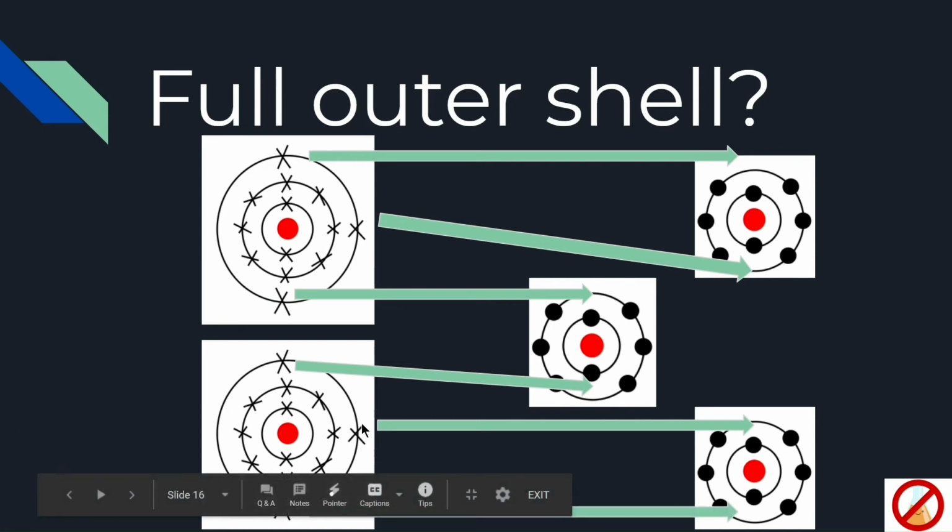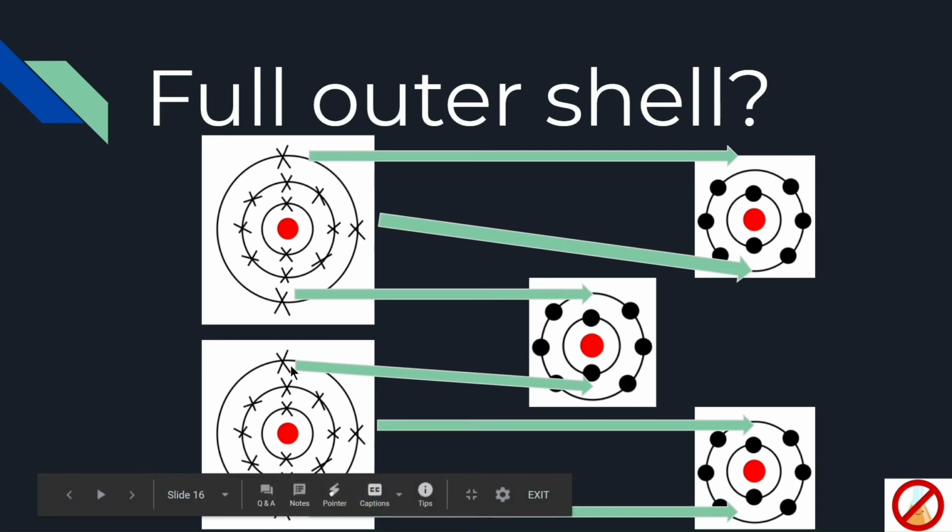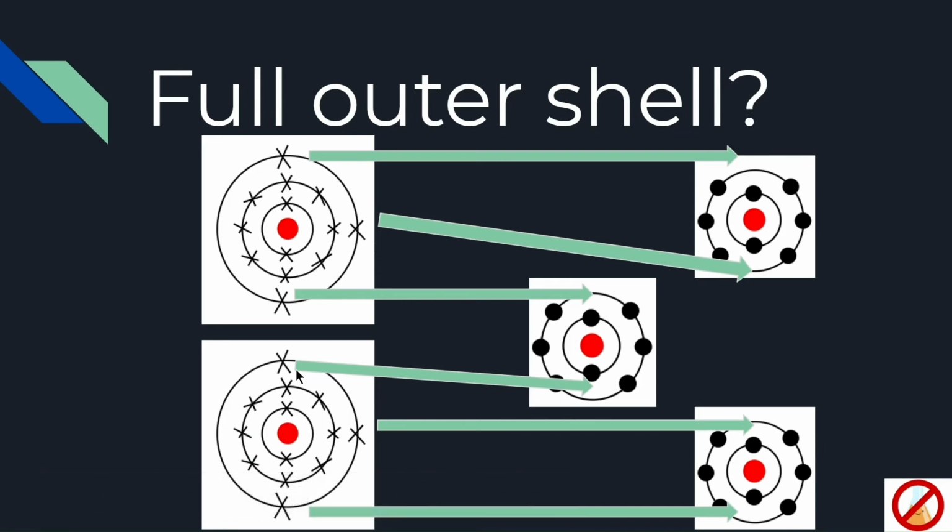So now just double check. Every atom right now has a full outer shell. This one got 2, it has a full outer shell. This one got 2, it has a full outer shell. And this one got 2, it has a full outer shell. This one lost 3, so it has a full outer shell. And this one lost 3 too, so it also has a full outer shell. So electron transfer is done.